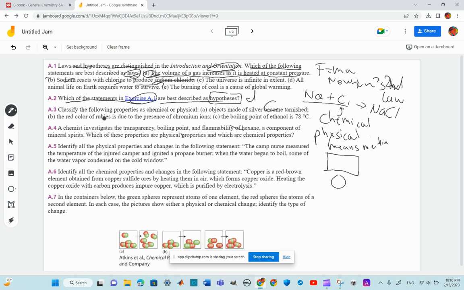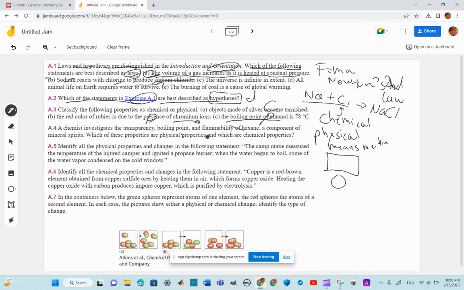C, red would be color red is due to the, that is physical because it doesn't have a chemical reaction. That's a little bit tricky, but yeah, because you're not having a reaction; it's just present in there. The boiling point at that is also a physical. Am I right about that? A chemist to investigate the transparency, boiling point, and flammability of whatever.